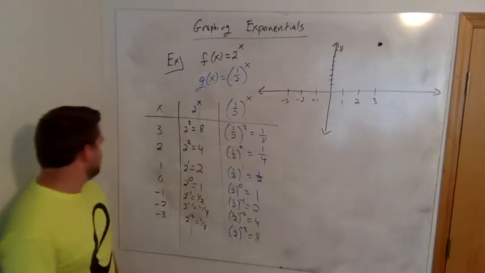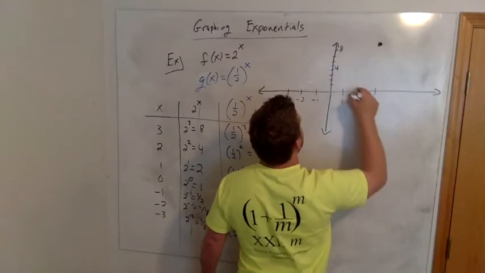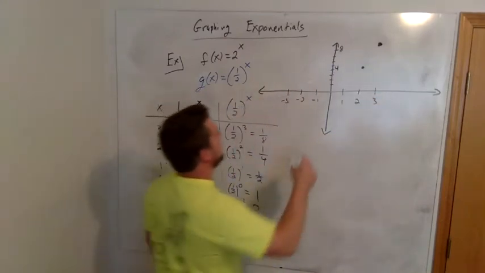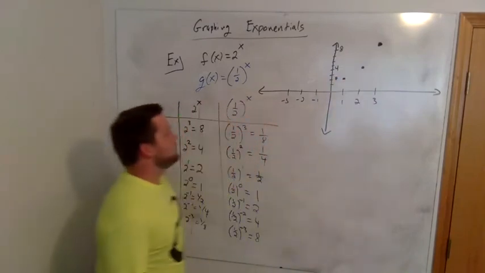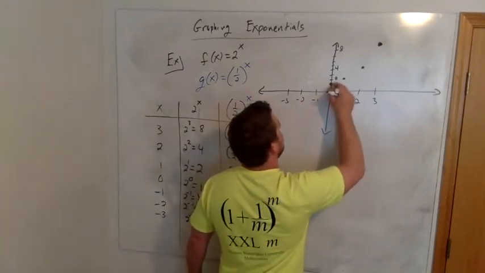If we plug in 2, we get an output of 4. Here's 4. And if we plug in 1, we get an output of 2. And if we plug in 0, we get an output of 1.